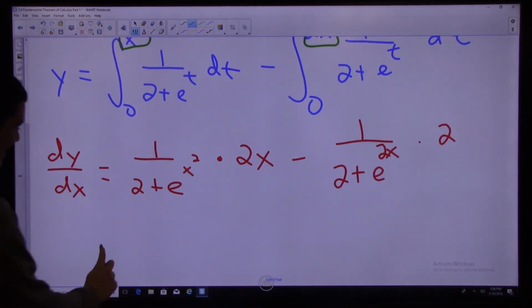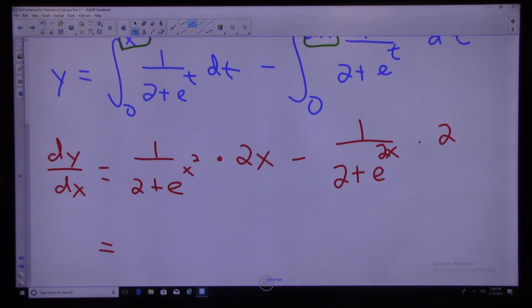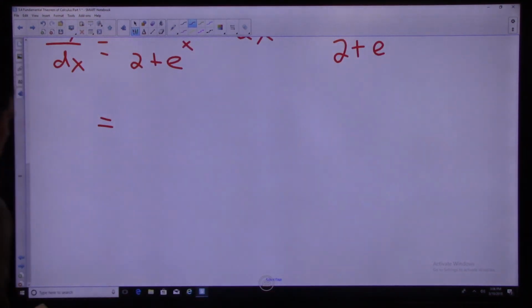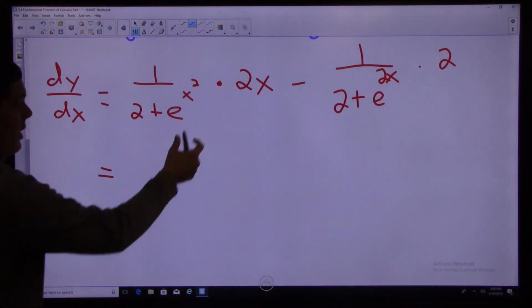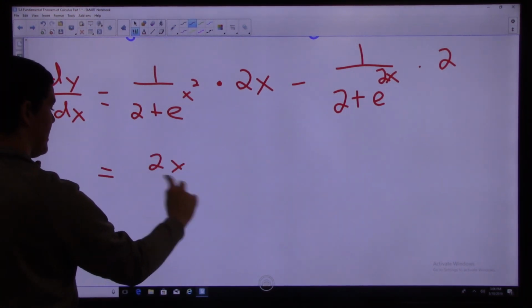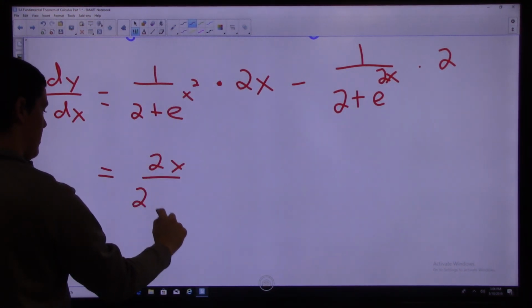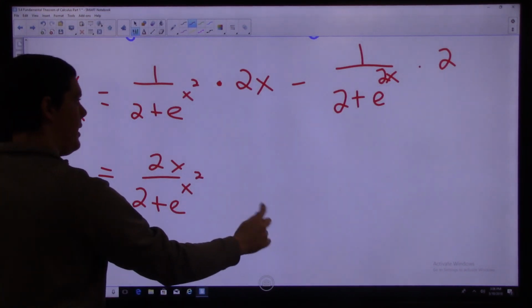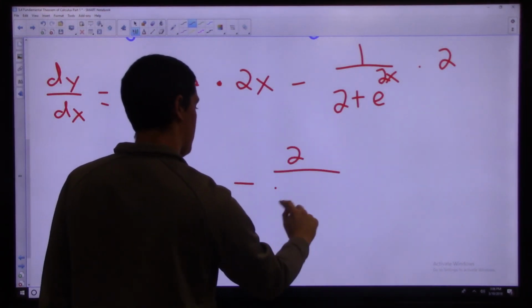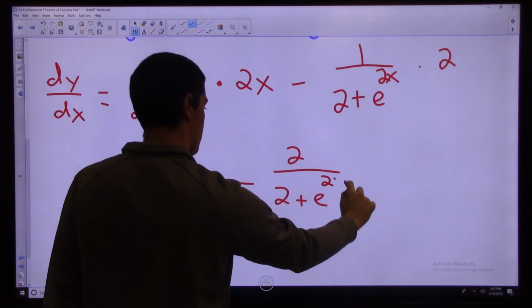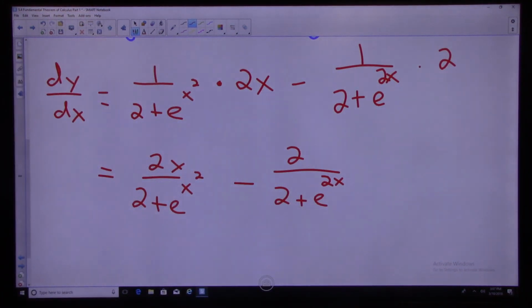All right, so here we go. I'm just going to clean this up a little bit. That's all you can do. We're pretty much done. We just have to clean up that answer. I'm going to put the 2x on top here because that's 2x over 1, and I'm going to put the 2 on top here. Okay, so dy over dx.